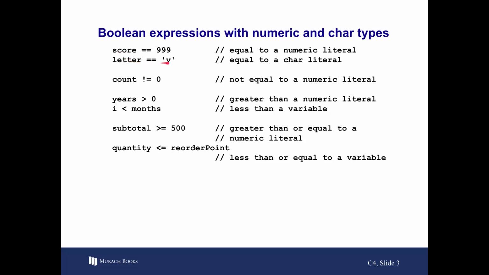So here's what we have. This is letter equals y. This is a char value. This is not a string. We know it's a char because it's got the single quotes. This would not work if these were string data types. So this only works if they're char data types. Here's a not equal. Here's a greater than, less than, greater than or equal to.